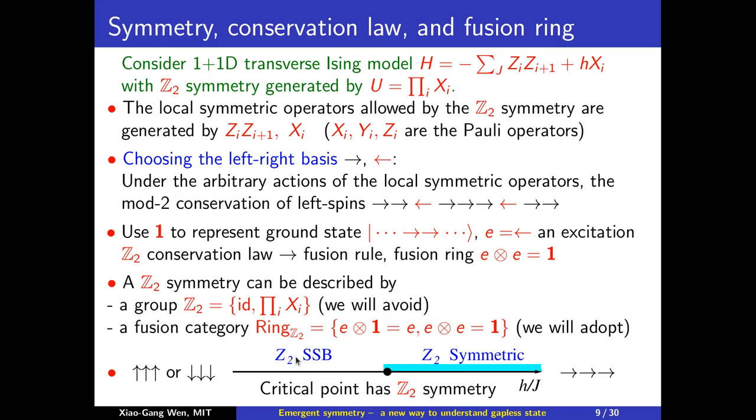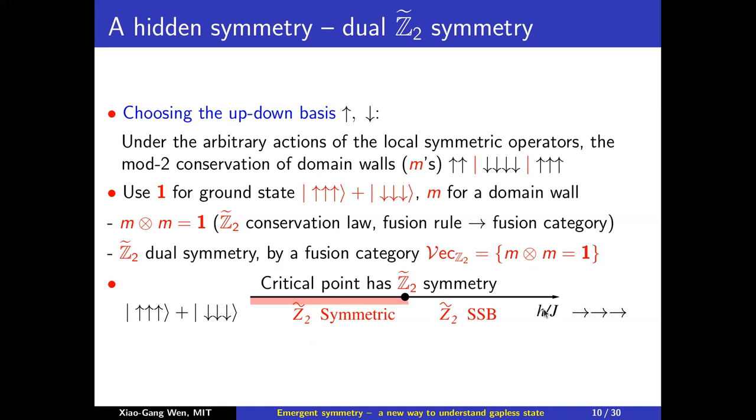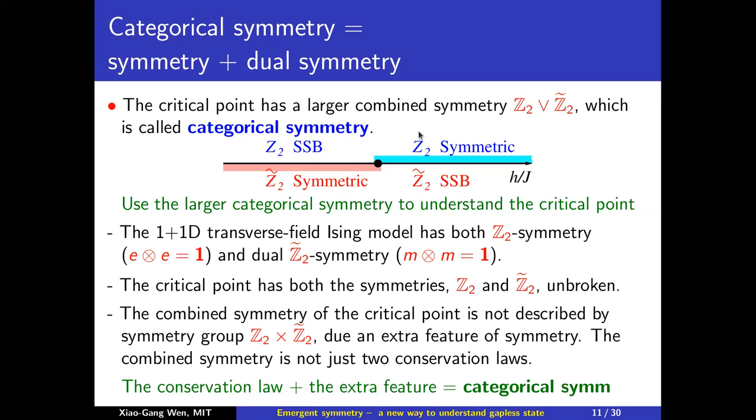However, we have a similar story. For small magnetic field h, we have this up and down ground state, up plus down is a ground state. Then the domain wall costs energy, and this phase corresponds to the dual Z2 symmetric state. It is symmetric for the dual Z2 symmetry. Then when increasing h, the domain wall costs less and less energy, starts proliferating, and they condense. The domain wall condensation gives rise to a spontaneous symmetry breaking of the dual Z2 symmetry. But this spontaneous symmetry breaking of the dual Z2 symmetry corresponds to the Z2 symmetric state, and vice versa. The Z2 symmetry breaking state corresponds to the dual Z2 symmetric state. But the really interesting thing is that at the critical point, we have both symmetries.